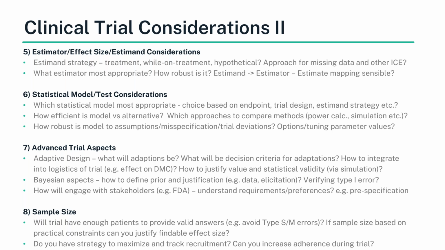And then, if you're going to do a more complex design with the additional logistical challenges, like having a more complex DMC and the difficulty in maintaining the blind logistically, how are you going to justify the value of that? Are you going to show that the sample size is lower, that it's going to happen quicker, or some combination thereof? And then if you have Bayesian aspects, how are you going to define the prior and how are you going to justify using a Bayesian analysis? Are you going to have to verify the type 1 error?